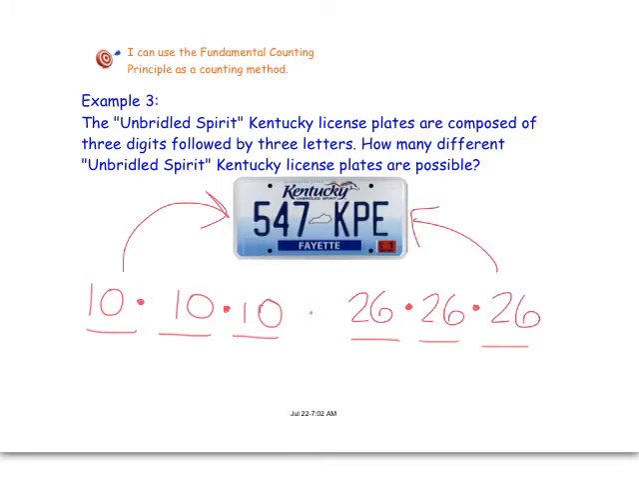Anyway, so there's 26 possibilities for each of the letters, and there's 10 possibilities for each of the digits. The fundamental counting principle says to multiply all the possibilities to find the total number of possible license plates here. So pause for a moment, multiply this on your calculator. So we see that there are 17,576,000 possible Unbridled Spirit Kentucky license plates.